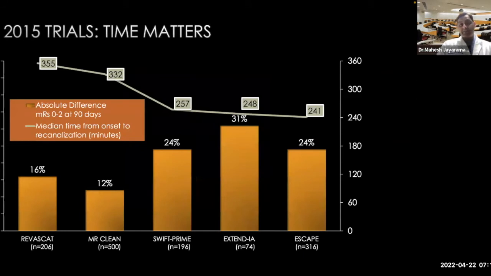Time matters. So I've shown that the REVASCAT and MR CLEAN trials had lower absolute differences than the other three. They also treated patients later. So the median time from onset to recanalization was longer in REVASCAT and MR CLEAN than in the other three trials.